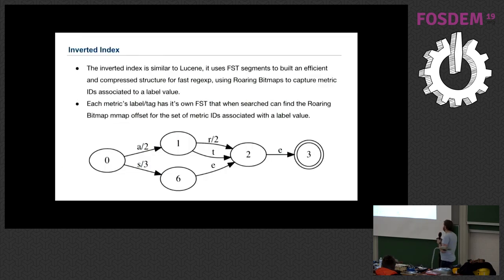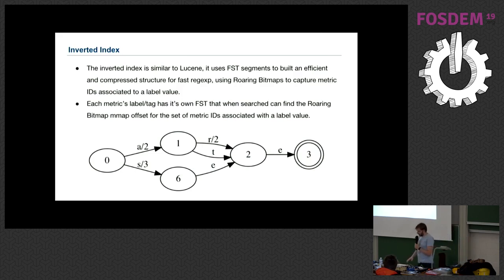And I want to talk a little bit about the inverted index. The inverted index uses FST segments, which Lucene and Elasticsearch use, to build an efficient compressed data structure for a fast index. And it uses growing roaring bitmaps to capture metric IDs associated to a label value.